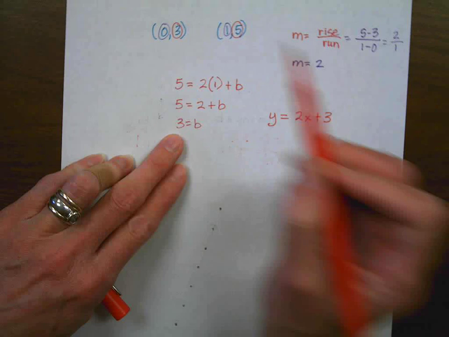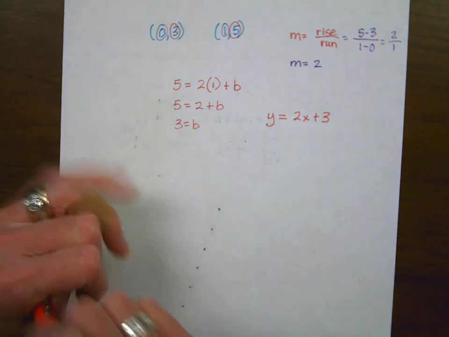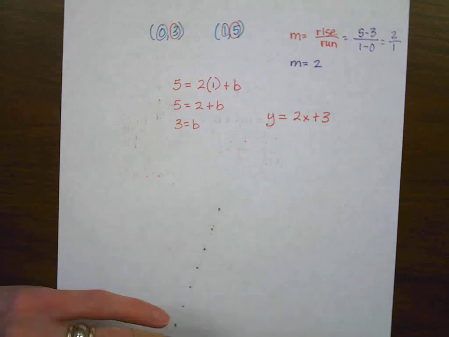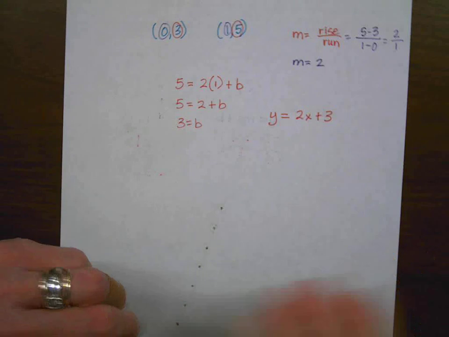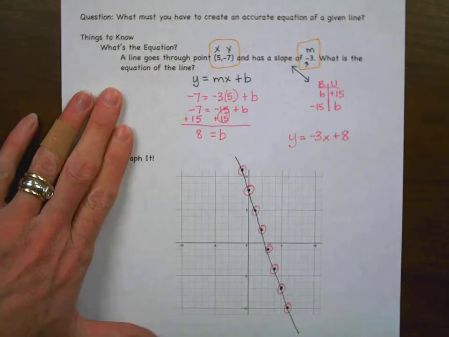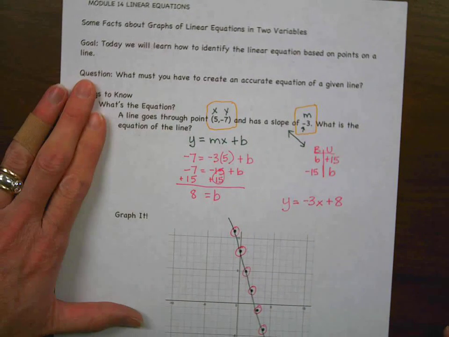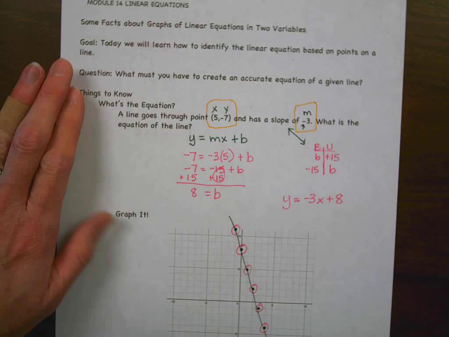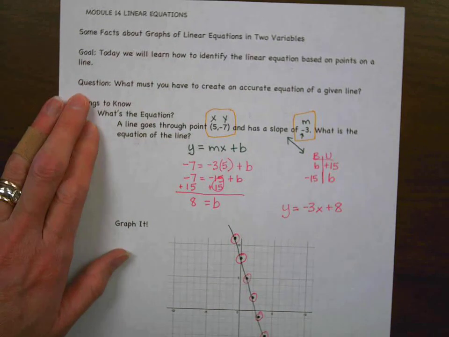And if you were to graph these 2 points on a graph and then connect them together, I guarantee that this is the line that would come out. And that's what you're having to do in this lesson. You're either given 2 points and having to solve for the whole process, or you're given a point and the slope and having to solve the whole process as well. Okay? So today we will learn how to identify the linear equation based on the points on a line, which is what we just did.